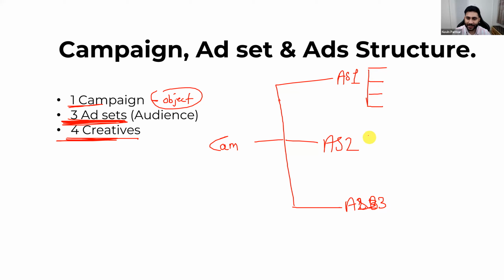This same 4 creative will be in ad set 2. And the same 4 creative will be in ad set 3. This is your campaign structure. Audience 1 will be able to connect with some creatives, audience 2 will be able to connect with creative 2 and 3. Audience 3 will be able to connect with creative 1, and maybe audience 1 will be able to connect with creative 2 and 3. You don't know.